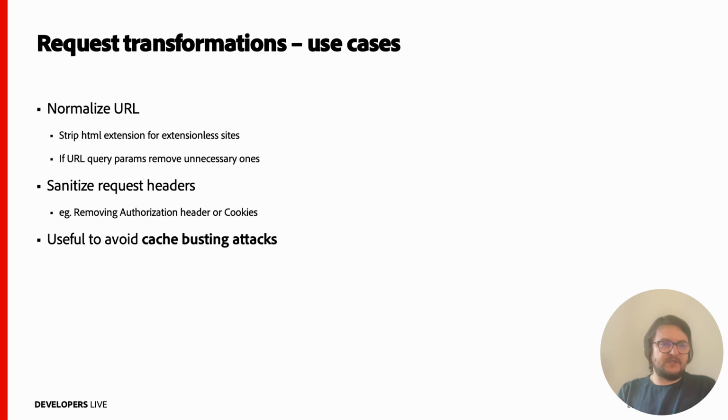You can also strip the HTML for extensionless sites or sanitize request headers. So for example, removing the authorization header is also recommended on a published site that doesn't require authentication. Again, request transformations allow you to normalize your URL space, increase the cache hit ratio, and avoid cache busting attacks.